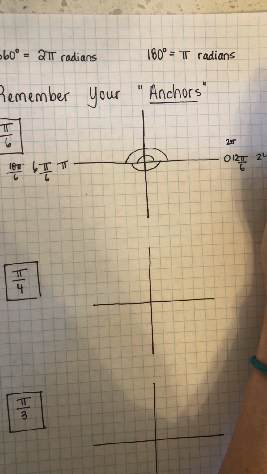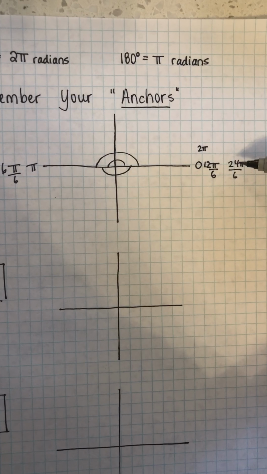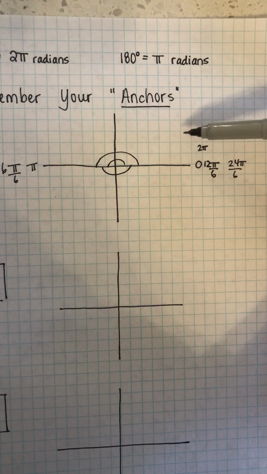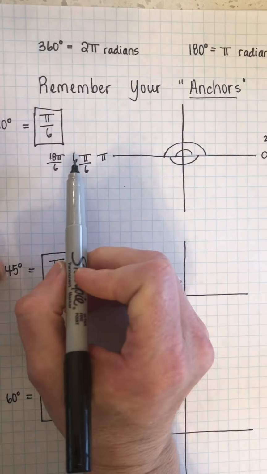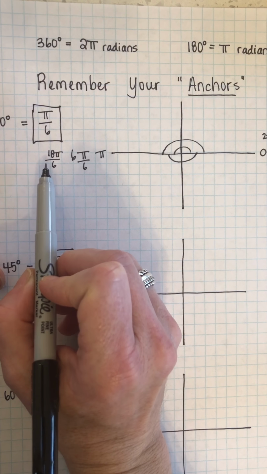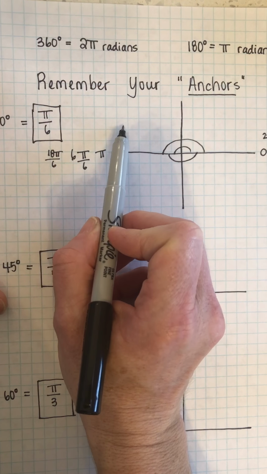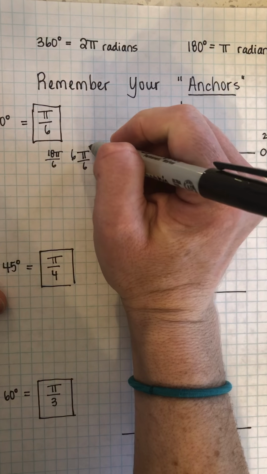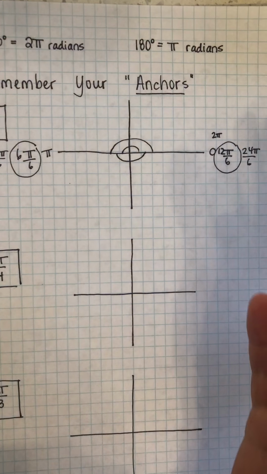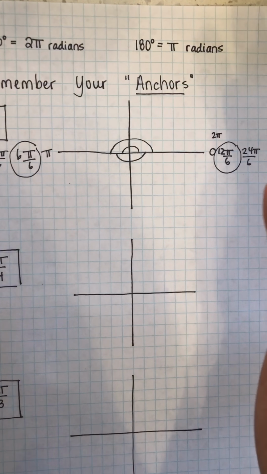And then you can use them as anchors. So if this is where 24 pi's over 6 is, then 23 pi's over 6 lands in the quadrant before it, and 25 pi's over 6 lands in the quadrant after it. The same thing with 18 pi over 6: 17 pi's over 6 are going to be in the quadrant before it, and 19 pi's over 6 are going to be in the quadrant after it. You use these as anchors. So 6 pi over 6 and 12 pi over 6 are your anchors when you're working with pi's over 6's.